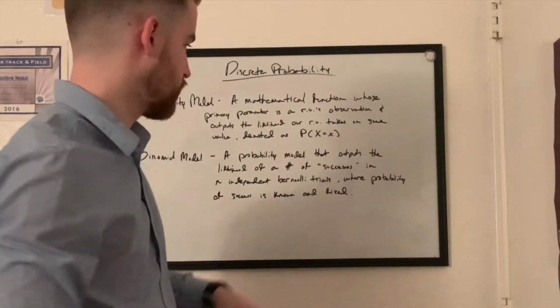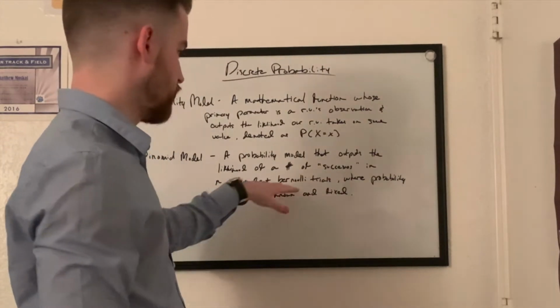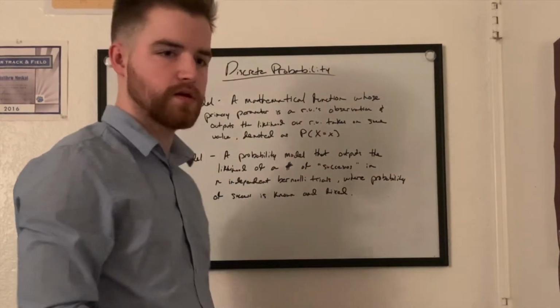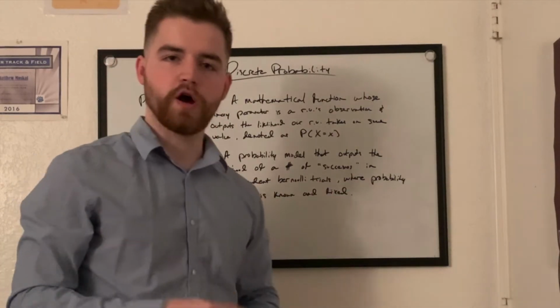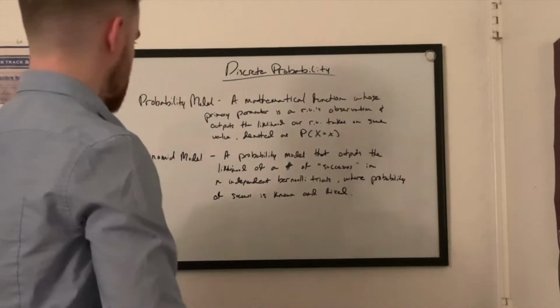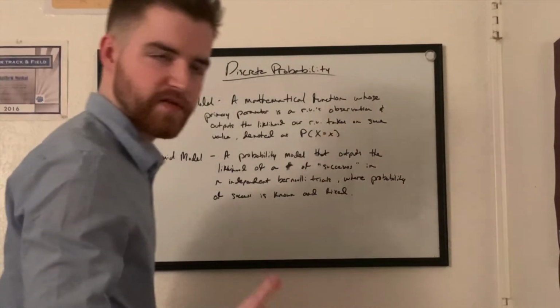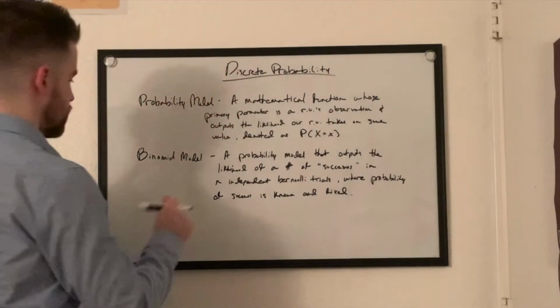In order for us to know a little bit better what this means, we first need to clarify a few terms. We need to know what we mean by success, we need to know what we mean by Bernoulli trials, and we need to know what I mean by the probabilities being known and fixed. I'm going to write the definition of a Bernoulli trial down here.